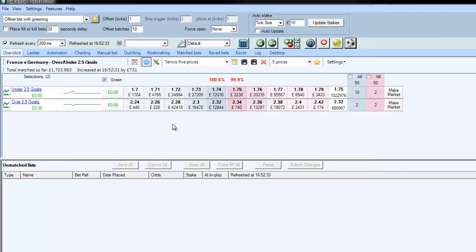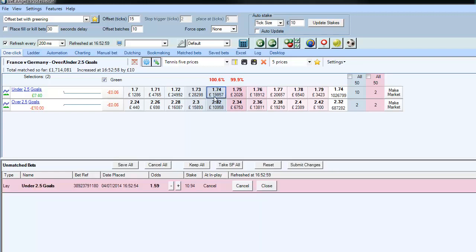So what we're going to say here, we're starting at 1.75. If I go in and say offset by 10, that will be 1.64. If I go in and offset by 15, that will get us more or less where we want to go. Force open is set to none, stake is set to £10. If I click here, BetAngel will place the back bet. In fact, this here was stopping me from placing the bet, so I've just unticked that. If I click here, that will place the back bet. BetAngel will offset it at 1.49. We will keep the bet, and that trade is now underway.